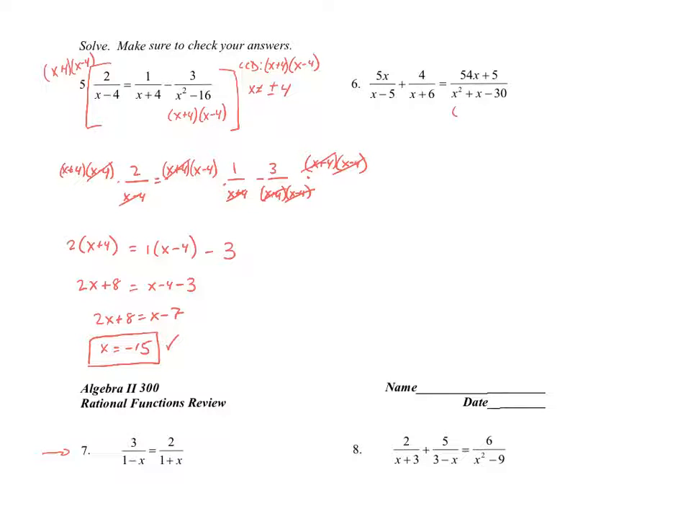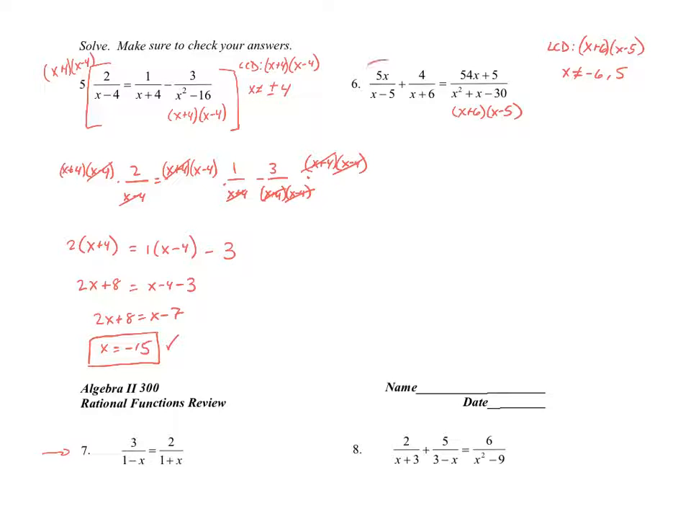Okay, same strategy on number 6. First factor the denominator, so x plus 6 times x minus 5, and so my least common denominator will be x plus 6 times x minus 5. That represents all the factors in the denominator. Restrictions, I know that x cannot take on a value of negative 6, nor can it take on a value of positive 5, so I want to be on the lookout for those.